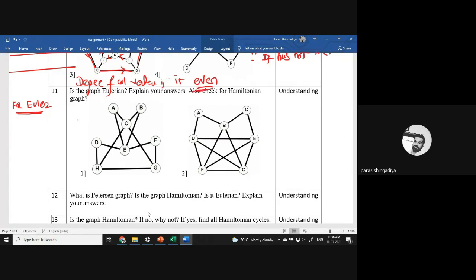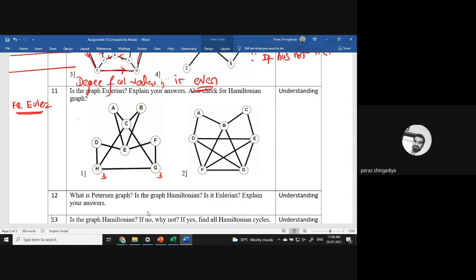If the degree of all vertices is even, then you can say this graph is Eulerian. Okay, you will get an idea whether it is even or not. Then after that you can easily find such an Eulerian line. So here the degree of H and G is 3.